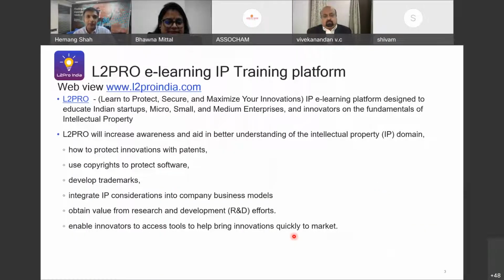It's an IP e-learning program, completely free of cost. You can avail it by visiting the website where we are sharing it here today, l2proindia.com, or you can go to your Play Store on your phone and search for L2 Pro India. L2 Pro will help startups increase their awareness in the understanding of IPR as a part of their business strategy. So how you can protect your innovations, how you can integrate IP considerations into your business models, and mostly how you can access various tools to bring these innovations quickly to market.